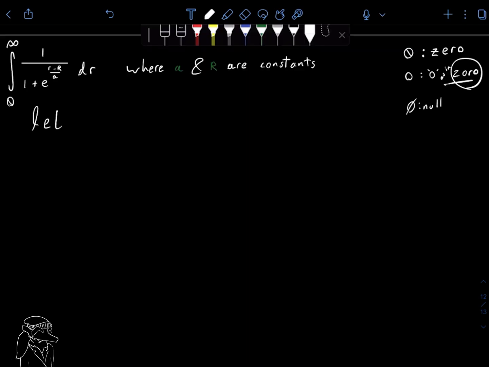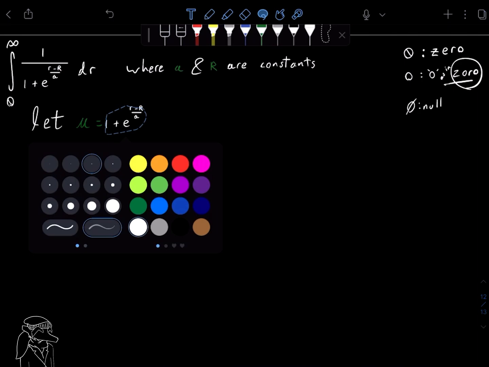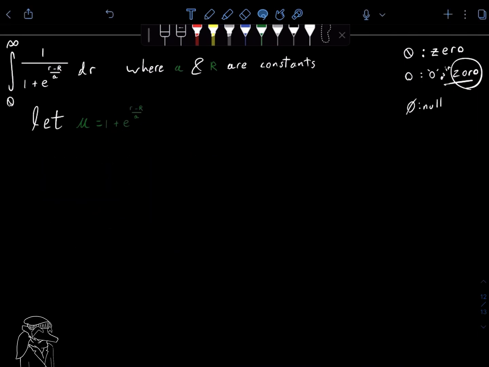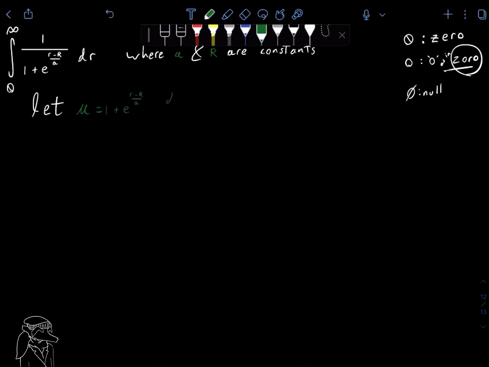So as it was suggested, I'm going to start with u substitution. u is going to be this expression right here, and I'm going to write down the derivative of u in terms of r. The derivative of 1 is just 0, and e to a power is the same expression times the derivative of the exponent, which we can see is just 1 over a.